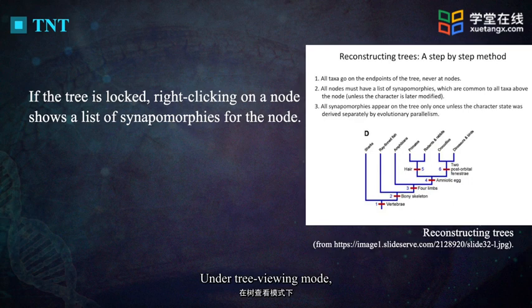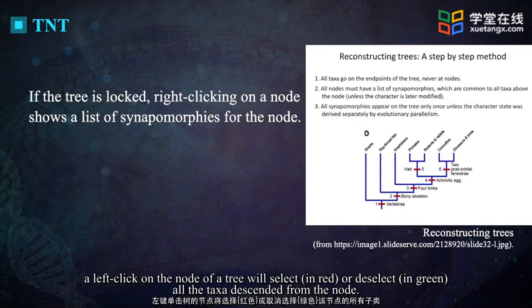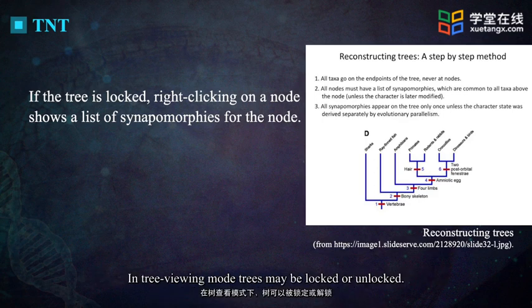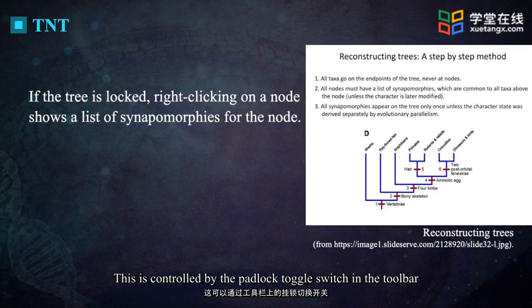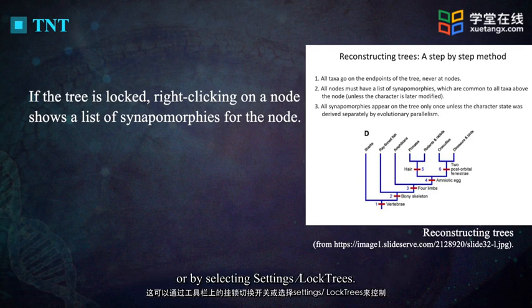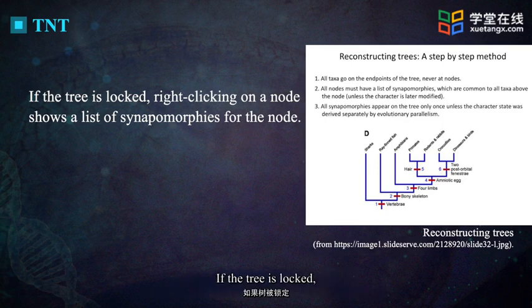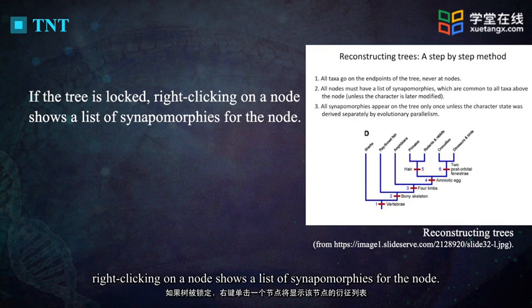Selecting Trees/View switches to Tree Viewing Mode. Under Tree Viewing Mode, a left click on the node of a tree will select in red or deselect in green all the taxa descended from the node. In Tree Viewing Mode, trees may be locked or unlocked. This is controlled by the padlock toggle switch in the toolbar or by selecting Settings/Lock Trees. If the tree is locked, right-clicking on a node shows a list of synapomorphies for the node.